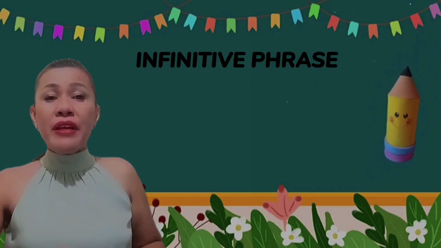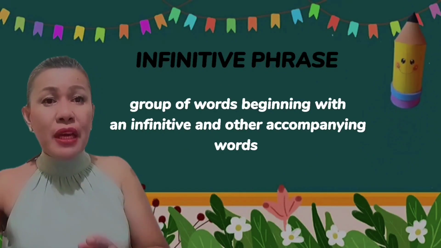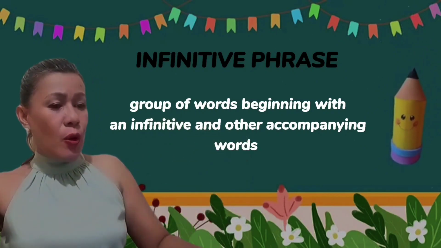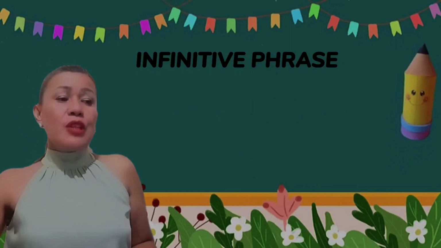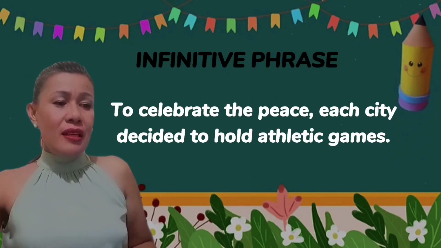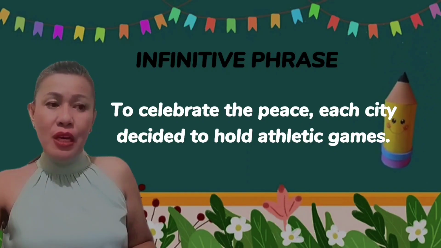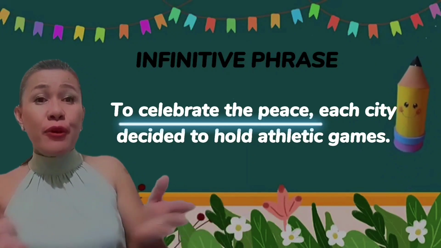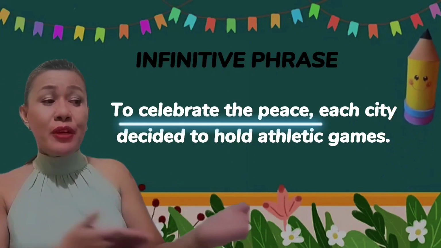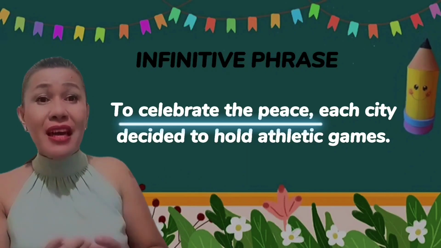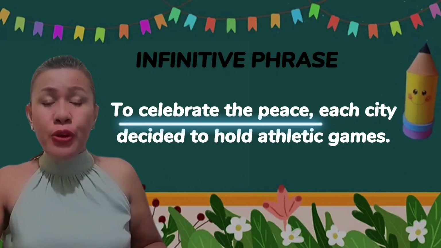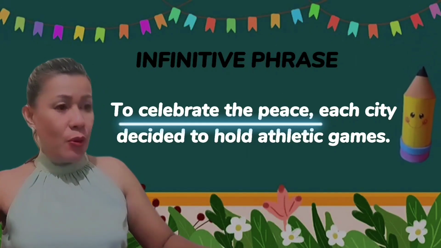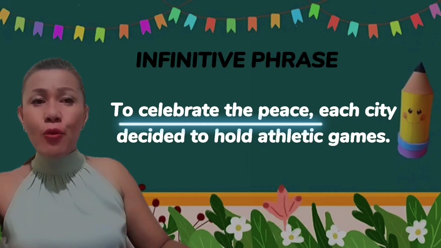When you have an infinitive phrase, it is a group of words beginning with an infinitive and other accompanying words. Okay? So, here for example, to celebrate the peace, each city decided to hold athletic games. To celebrate the peace is our infinitive phrase coming first. In other words, it is preceding our subject. So that's another way of beginning our sentence. So that's the second way to vary our sentence beginning. Okay, so moving on, let's go to another way.